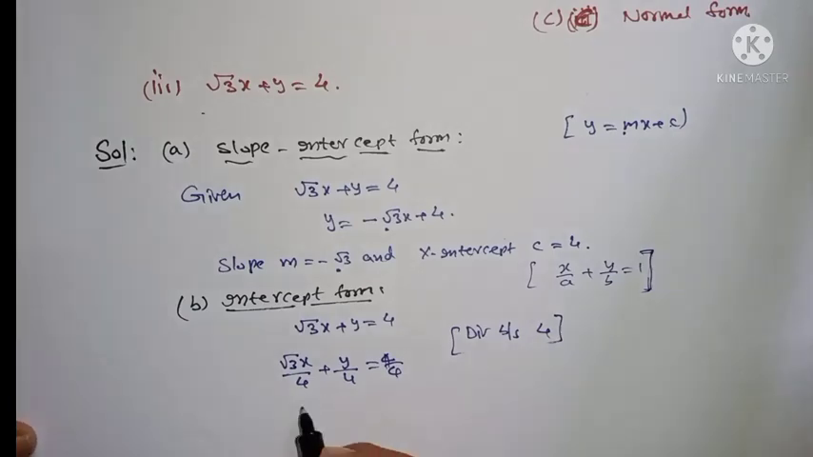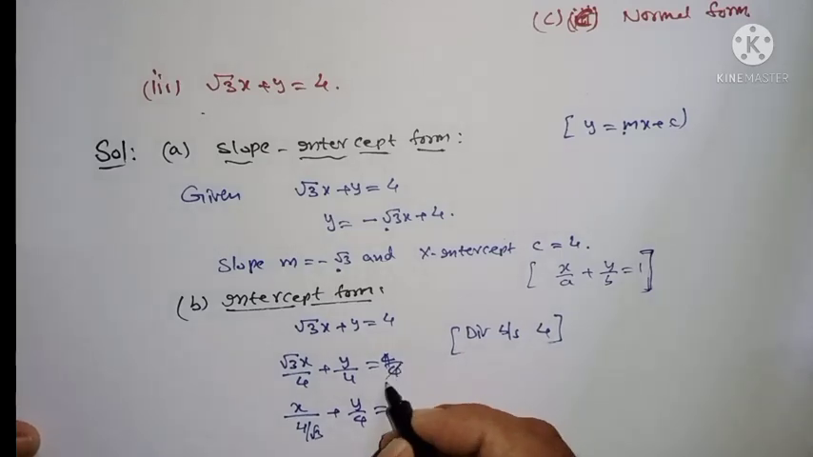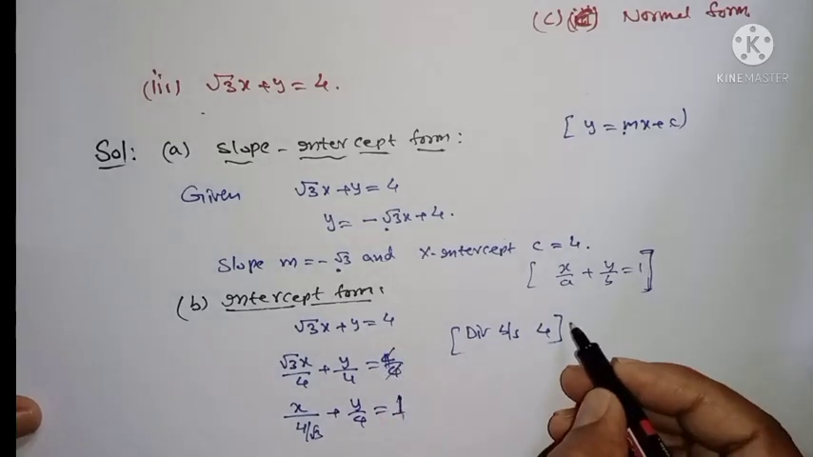Therefore I can write here, you can bring in a numerator, root 3 is the numerator, you can bring the denominator. What happens, that is x by 4 by root 3. Clear? This is as it is, y by 4 is equal to 4 by 4, which is 1 only. Okay?